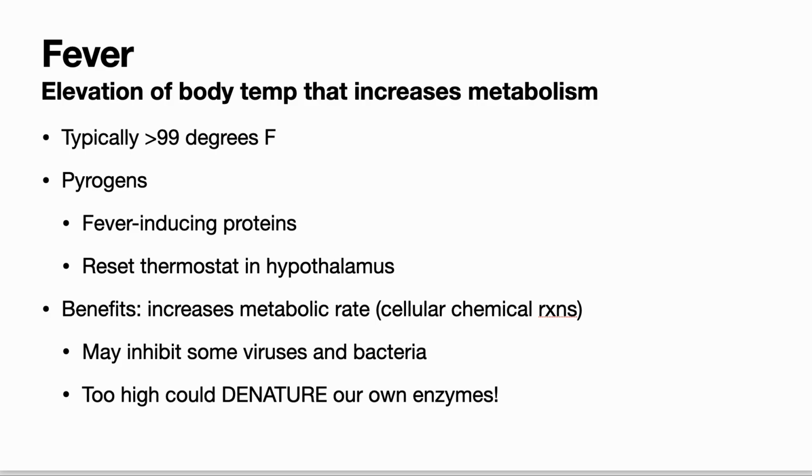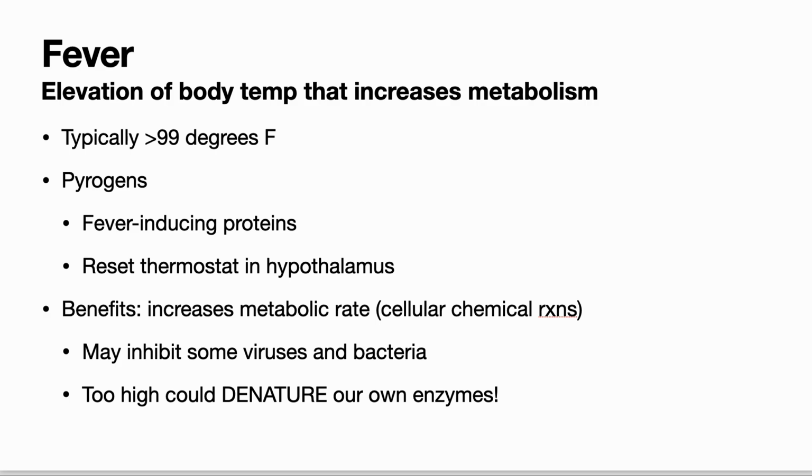All right, and that brings us to our last mechanism, which is fever. You're probably all familiar with that. I'm sure most of you, if not all of you, have had at least one in your lifetime. So this just is an elevation of your normal body temperature as a result of increased metabolism. That is a fancy way of saying increased chemical reactions inside your cells. We typically consider fever anything that's greater than 99 degrees. And when someone has a fever, we find pyrogens circulating in their body, and those are fever inducing proteins.